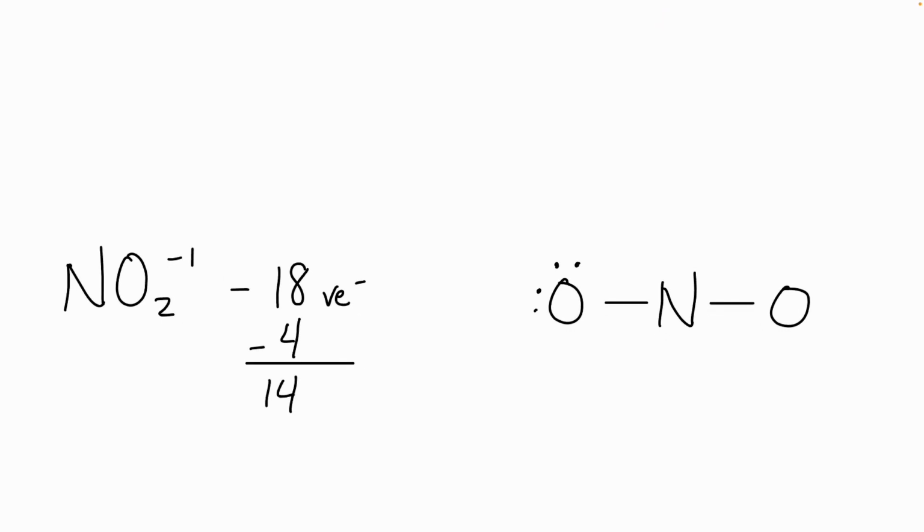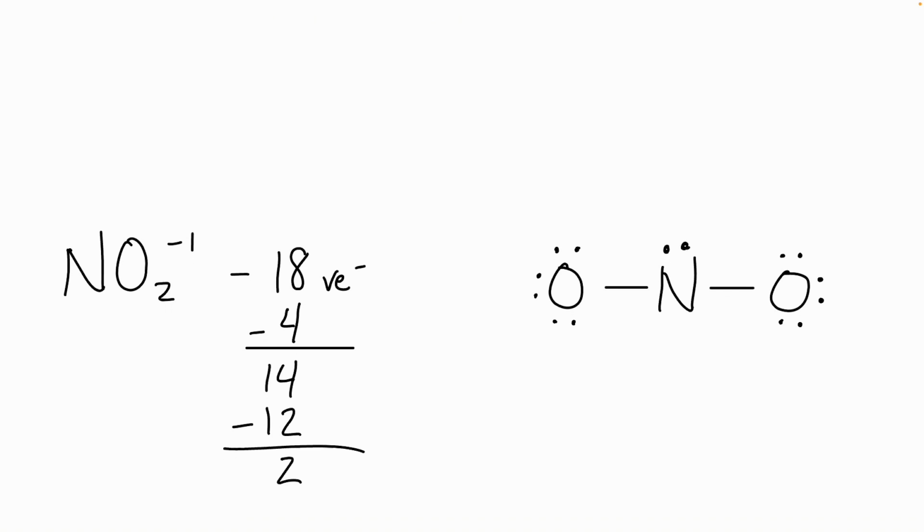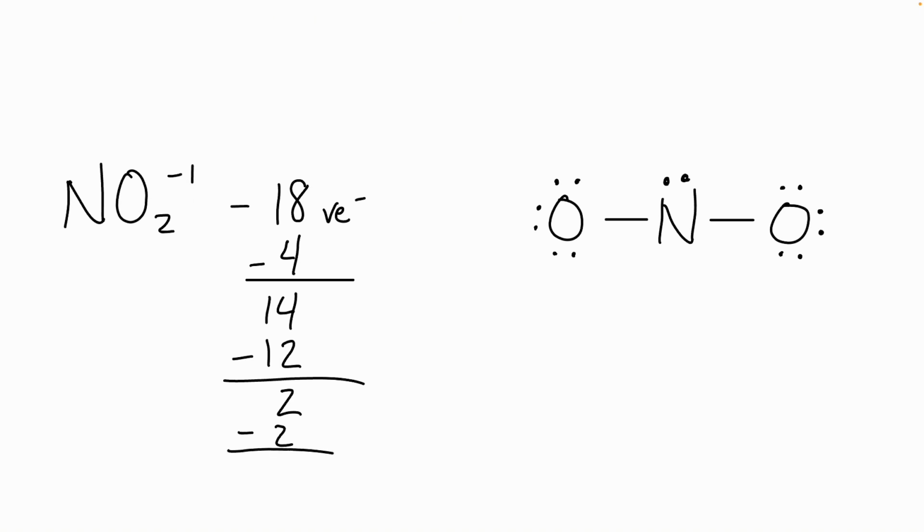1, 2, 3, 4, 5, 6. Jump to the other side. 1, 2, 3, 4, 5, 6. So then I put down a total of 12. Now everybody on the outside is happy, but I still have these 2 left over. Anything left over goes in the middle, on the central atom, right? So these last 2 electrons are going to go on that central nitrogen. So now I'm done putting down electrons. I got all my electrons on the board.